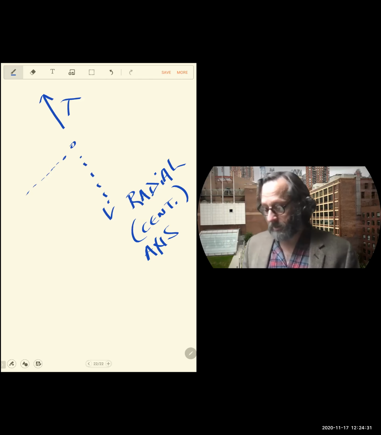And the other axis is the tangential axis, right?